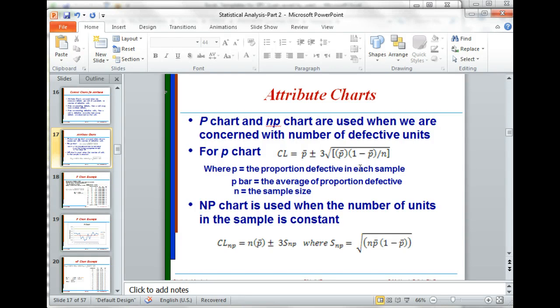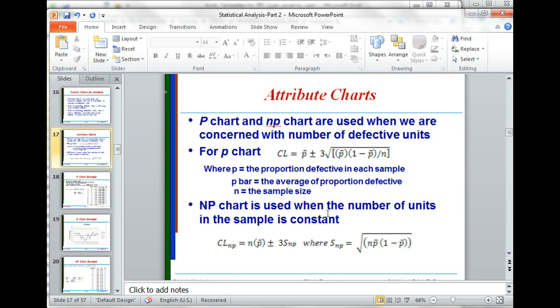In the P chart, very similar to the variable charts, we've got a mean value in terms of how many of the units, if we're doing sampling, were defective as a percentage, plus and minus 3 standard deviations of that defective ratio, which is the square root of P times 1 minus P divided by the number of units in the sample.